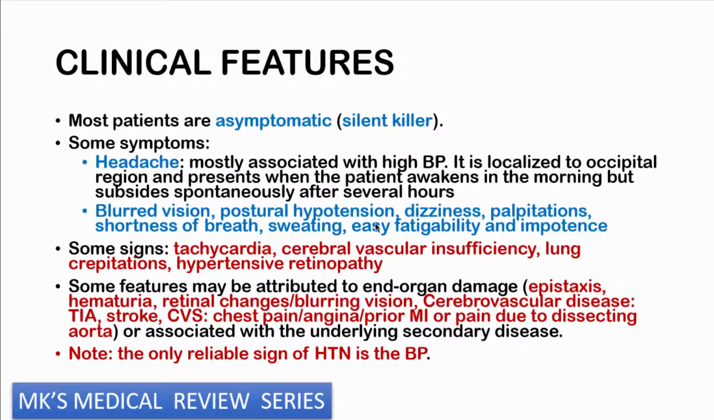Then some other clinical features may be due to the underlying cause, like for example in secondary disease. If an individual has hyperthyroidism, they'll also have features of hyperthyroidism. So they may have the goiter, they may have sweaty palms, they may have exercise intolerance, they may have heat intolerance, and so on and so forth. But what you really need to note is that the only reliable feature that's going to be pointing you towards hypertension is indeed the blood pressure.